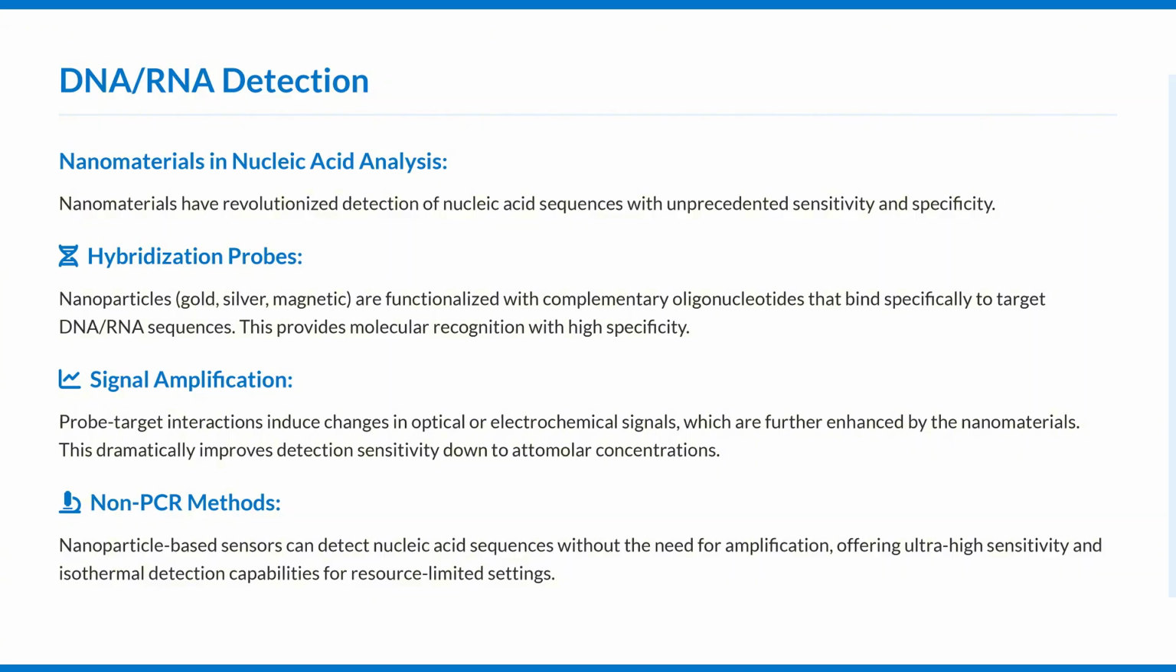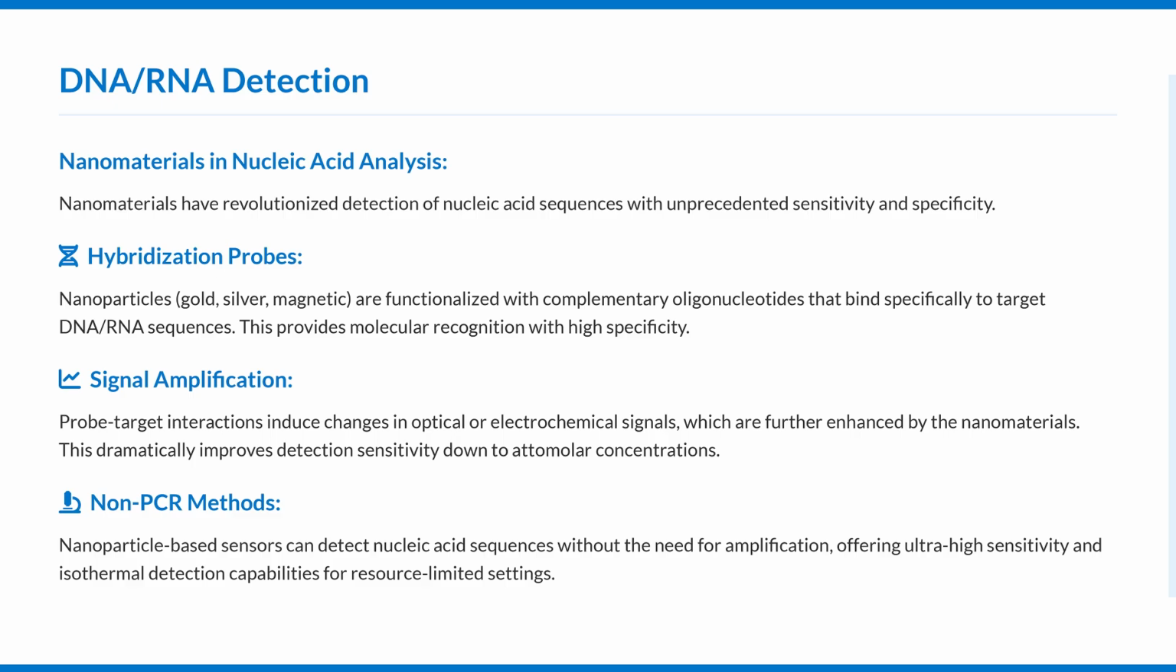DNA or RNA detection. Nanomaterials and nucleic acid analysis. Nanomaterials have revolutionized detection of nucleic acid sequences with unprecedented sensitivity and specificity. Hybridization probes. Nanoparticles, gold, silver, magnetic, are functionalized with complementary oligonucleotides that bind specifically to target DNA or RNA sequences. This provides molecular recognition with high specificity.